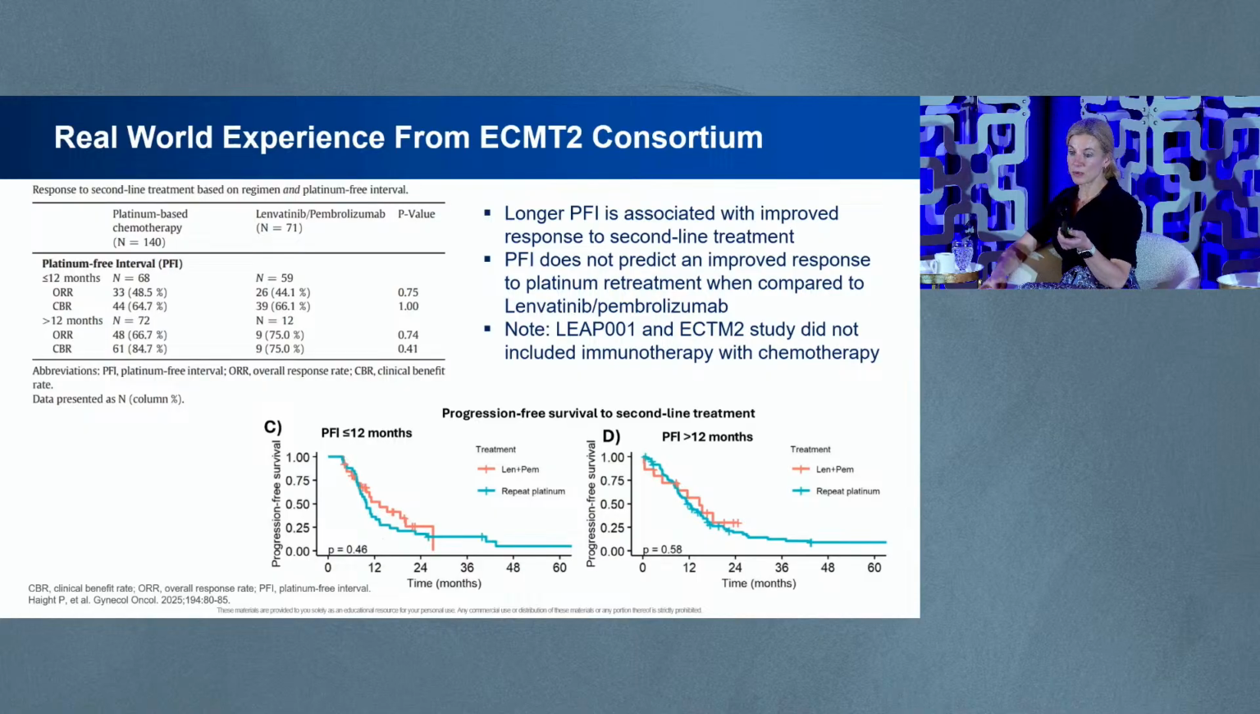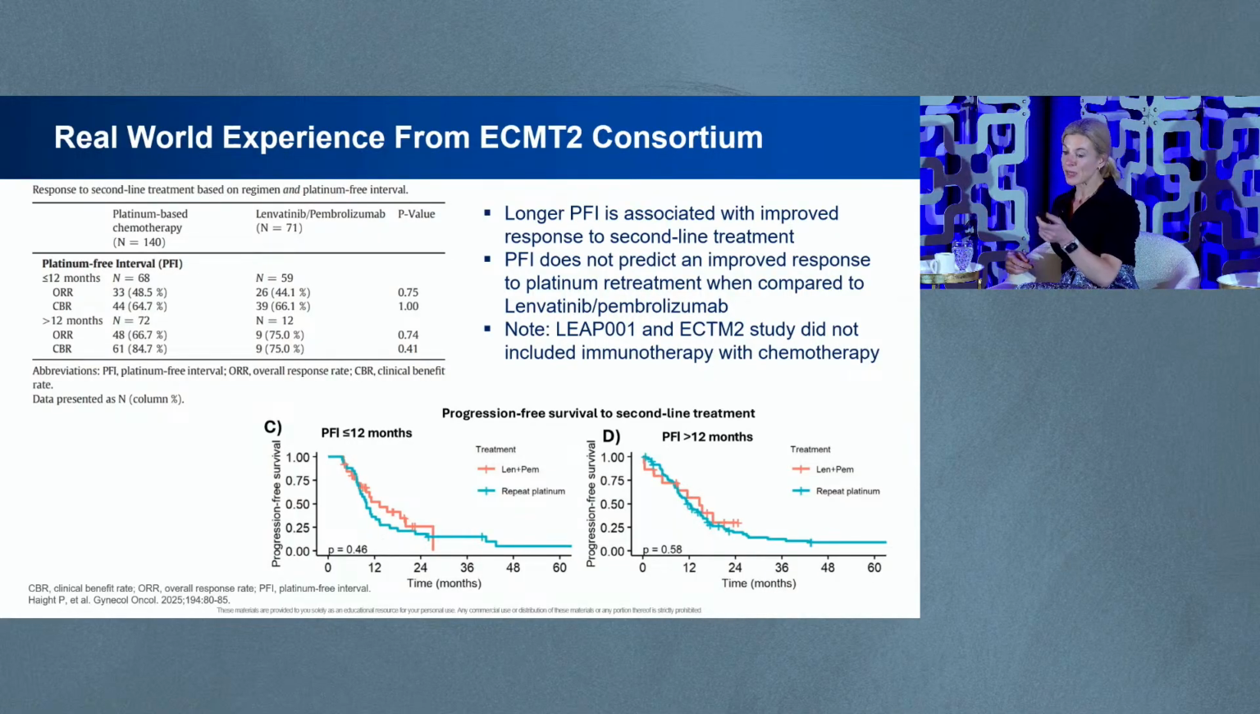So here's the real world experience from what we did with a large consortium study, and really looking at that platinum-free interval, because we think about this like that paradigm of, is the platinum-free interval that we see with ovarian cancer, does that apply in endometrial cancer? And it doesn't. The LEAP study just showed that if you've had prior chemotherapy, probably an alternative regimen may be a little bit better.